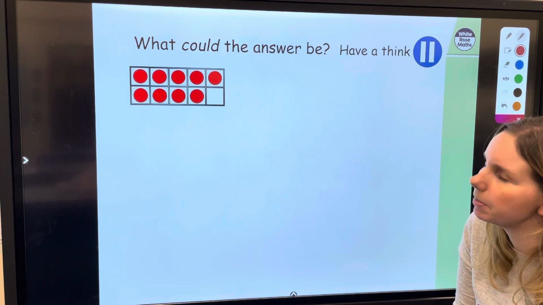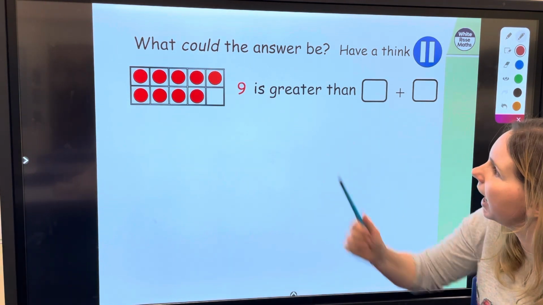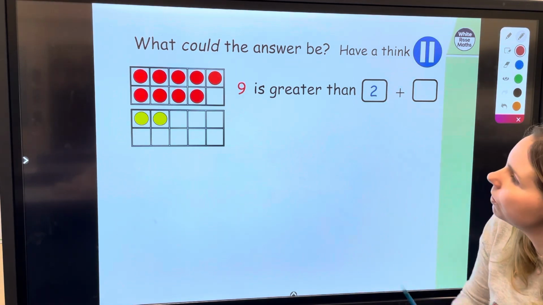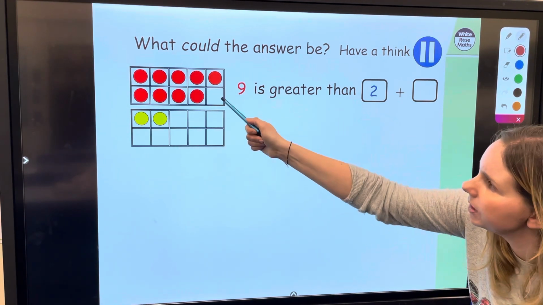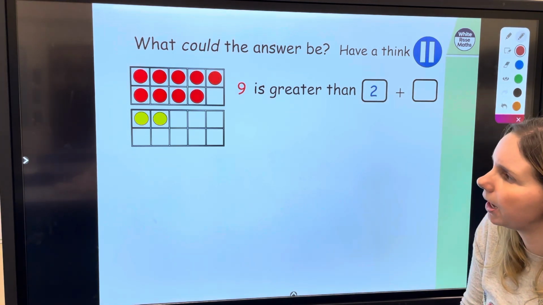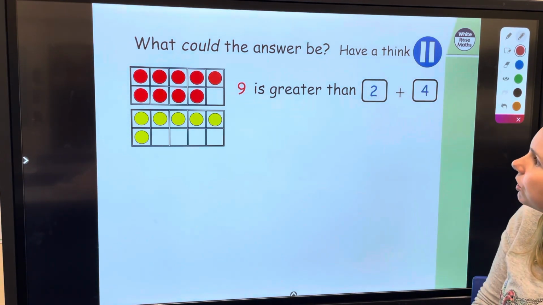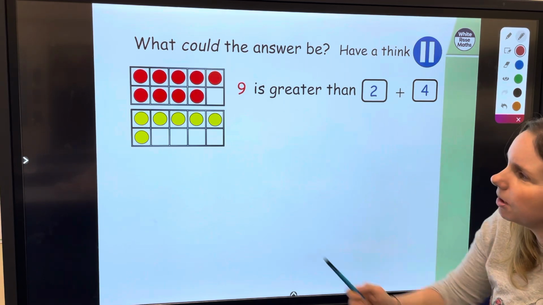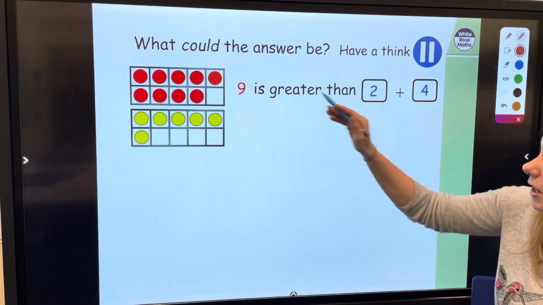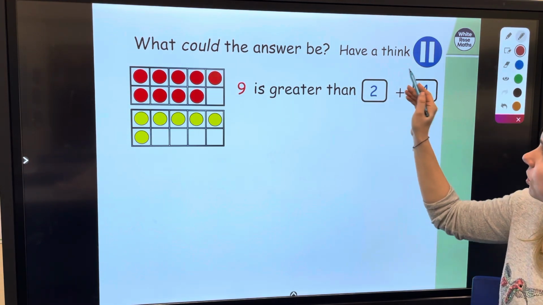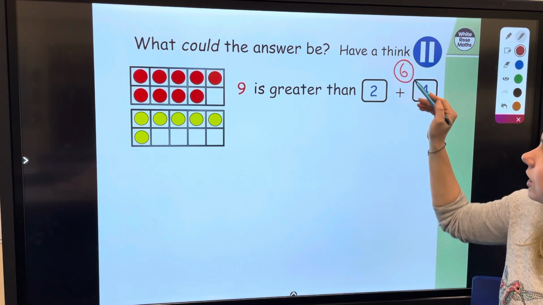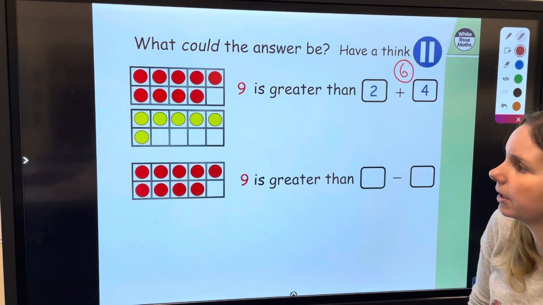Let's have a look at this one. What could the answer be? Have a think. So 9 is greater than. Let's have a look. 2 add what? So we've got 9, and we're saying 9 is greater than 2 add another number. Well, what number could we add to that 2? We could add 4, because 2 add 1, 2, 3, 4 is 6. So I know 9 is greater than 6. That is all this number sentence is telling me, is that the number is 6. And it's really important that you work out the number.